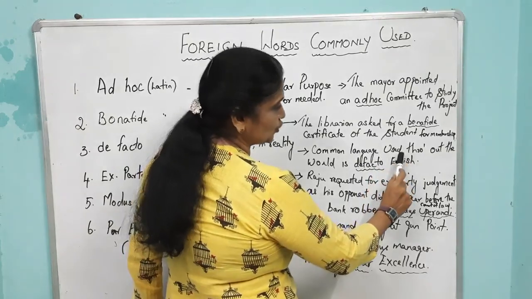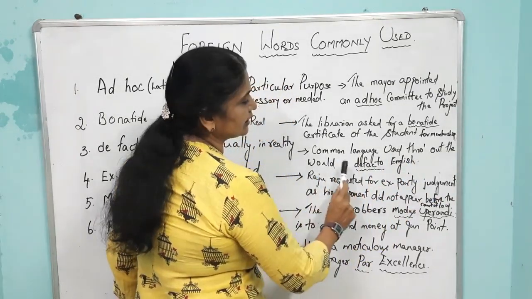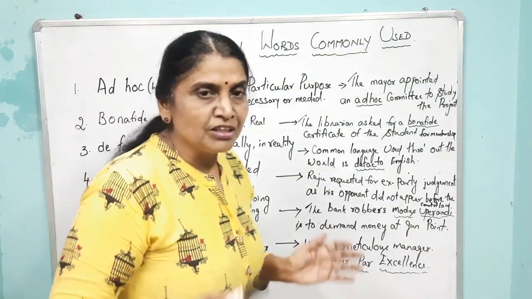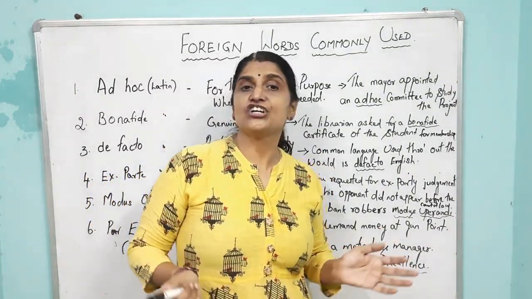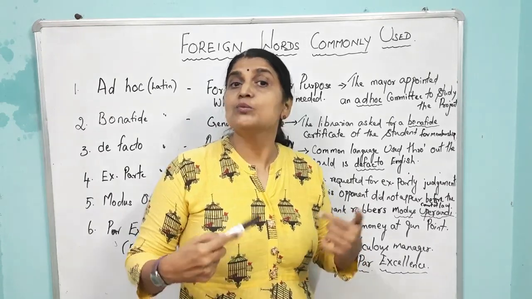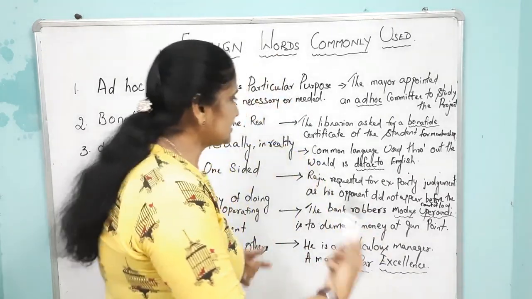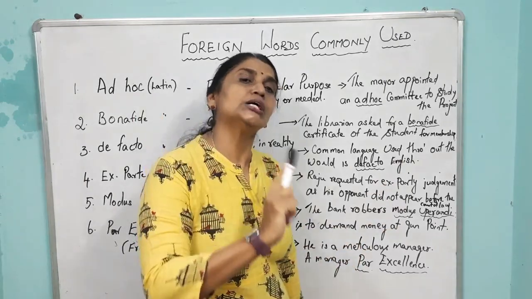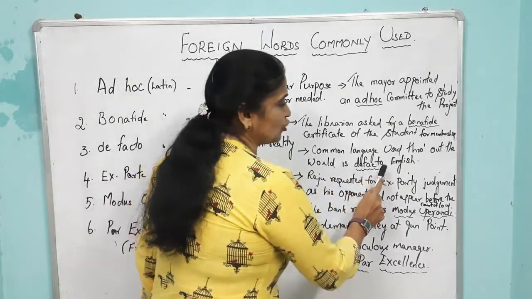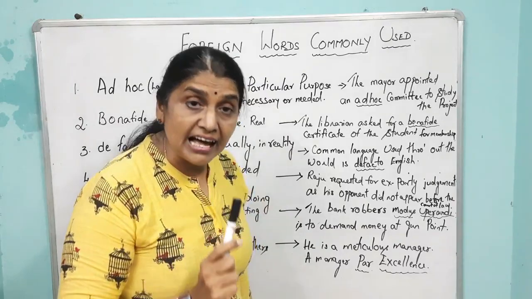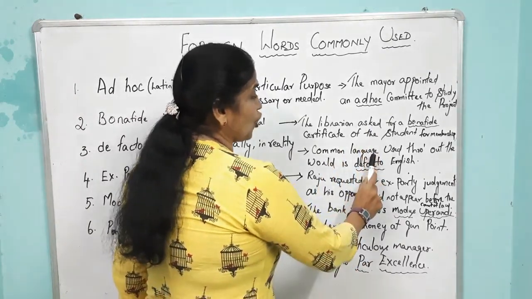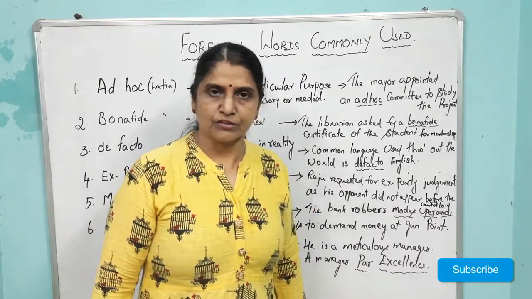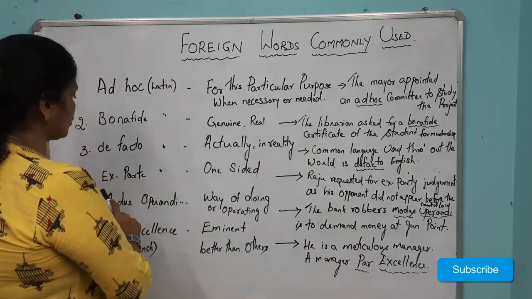The common language used throughout the world is de facto English. We all know that English is an international language that people use more. So, in fact, this is the common language used throughout the world. De facto means in fact, in reality. English is the common language used throughout the world. That's the meaning. Got it? Okay, now let's go to the fourth one.